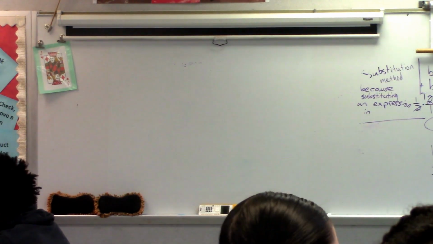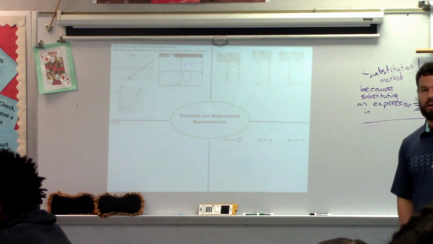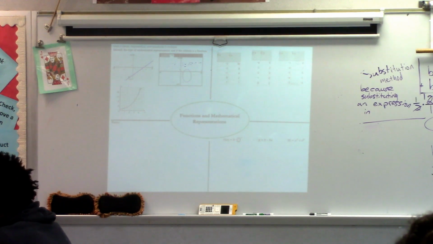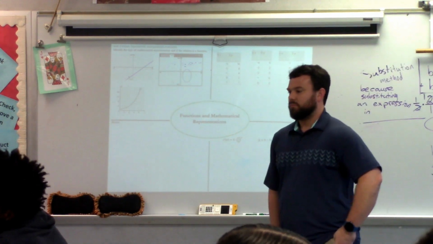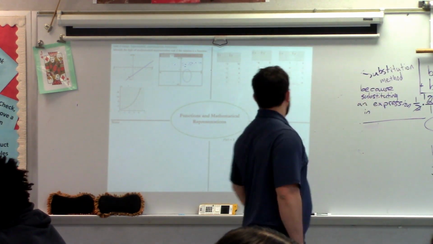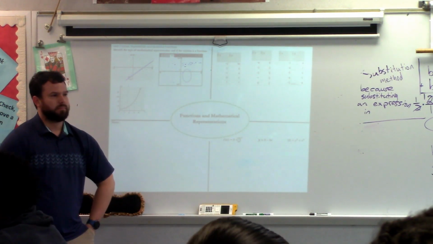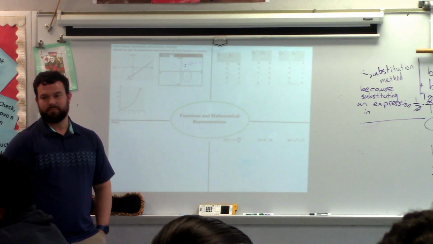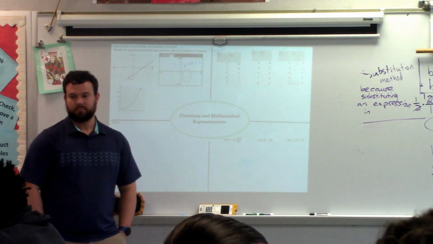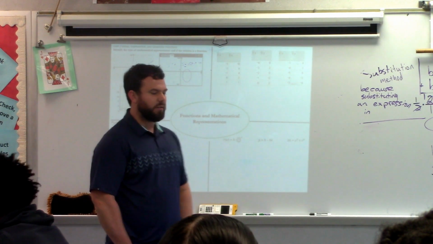Alright. So this is the check your understanding that Mr. Hobby passed out at the very beginning of class. I need you to get this out really quickly. The one that says functions and mathematical representations. I would definitely make sure this goes near the proficiency scale that you got today.